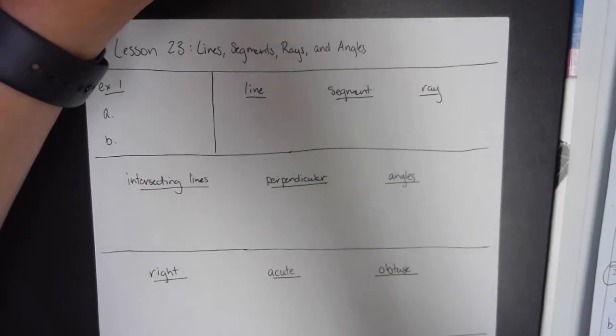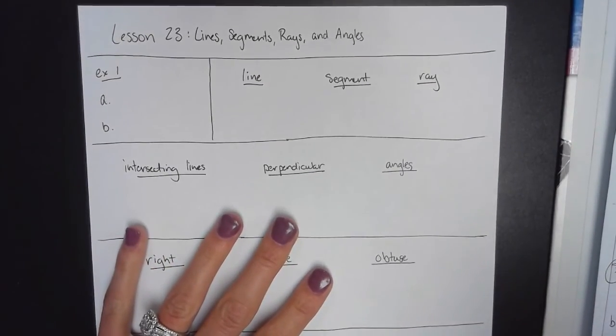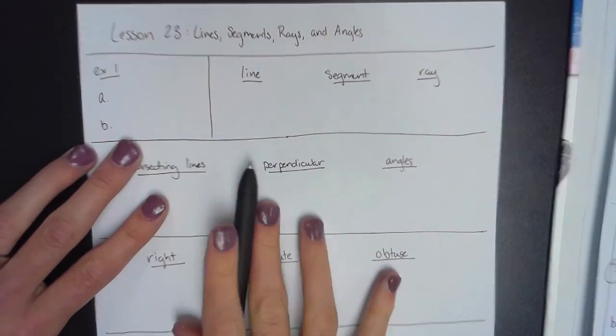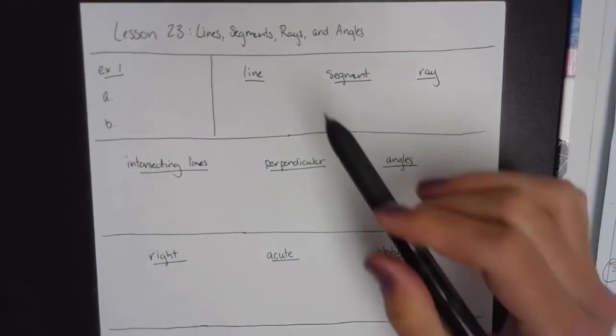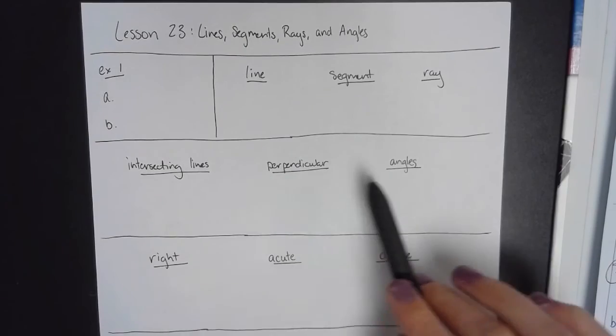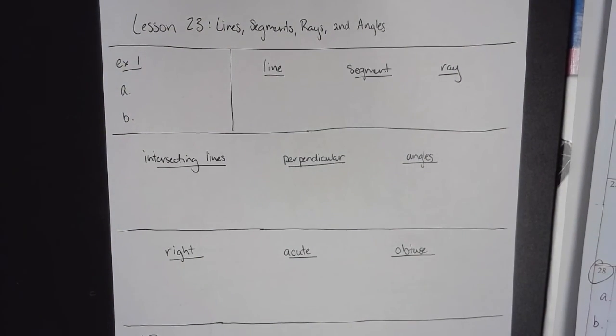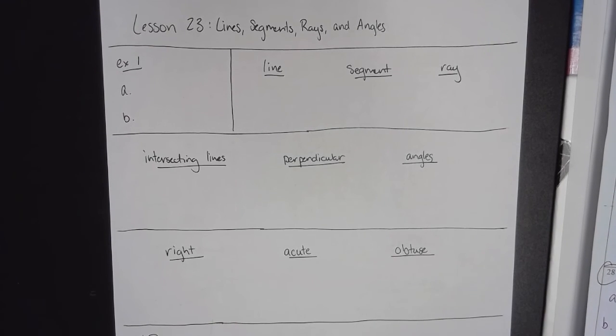Today, we've got some different types of angles. I'm going to cover lines, segments, rays, and angles. I'm going to stay under my dot cam today because I want you to be able to see what I'm drawing under all these different parts. All right, our objectives today. Today we'll learn how to identify lines, segments, and rays, how to identify perpendicular lines, and how to identify angles as right, acute, or obtuse.